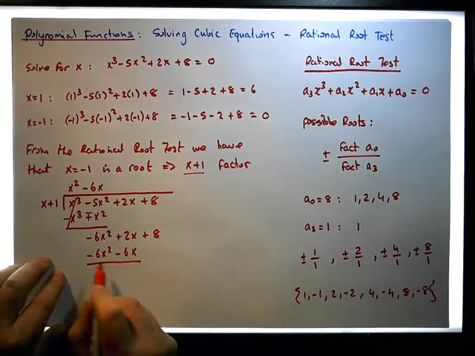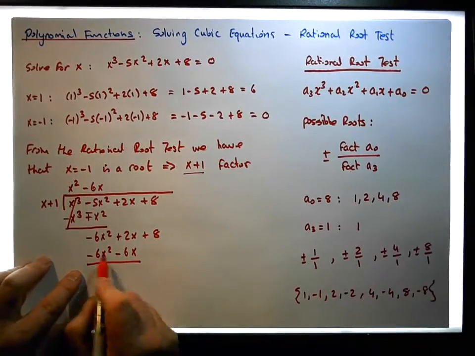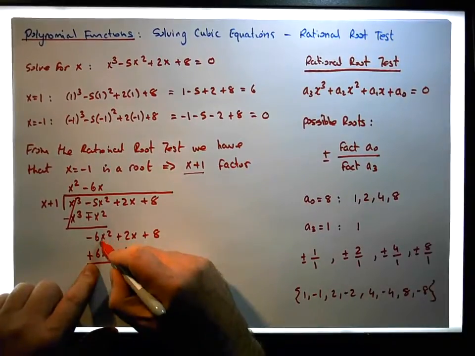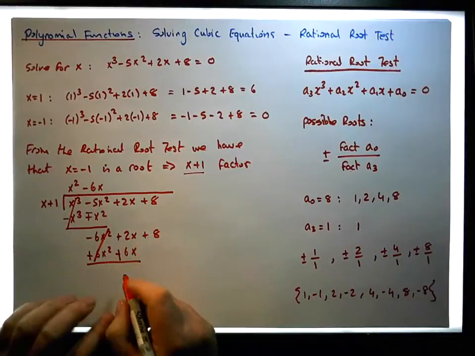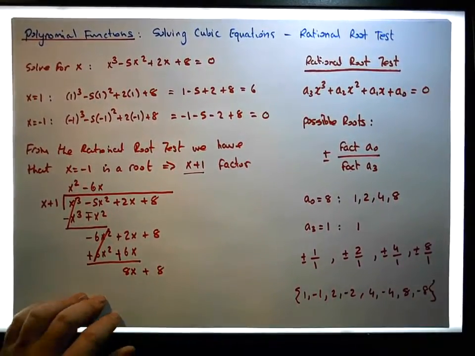And now what we do is we take this away from this quadratic. To take it away, we multiply across by minus 1. So this becomes positive and this becomes positive. 6x squared minus 6x squared gives us 0. They cancel. 6x plus 2x gives us 8x. And let's bring down what's left over here, which is the 8. Now we do it again.